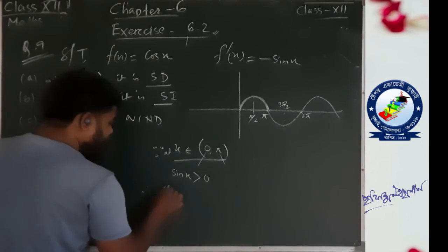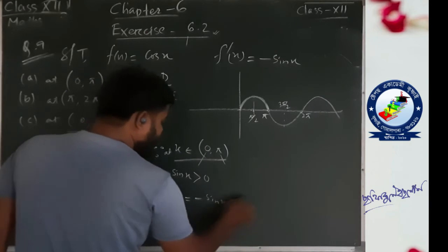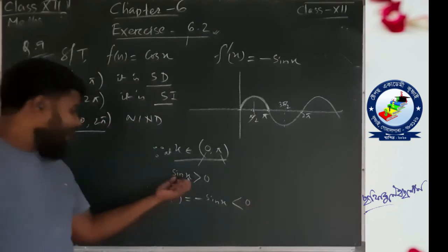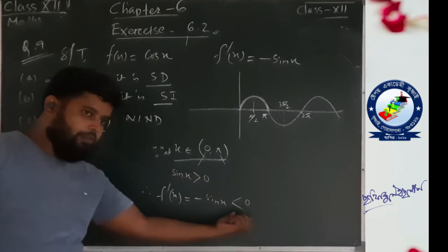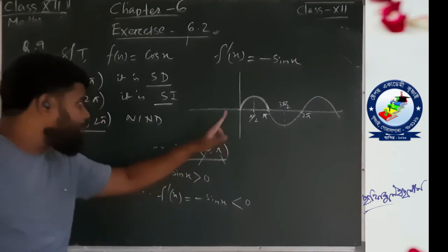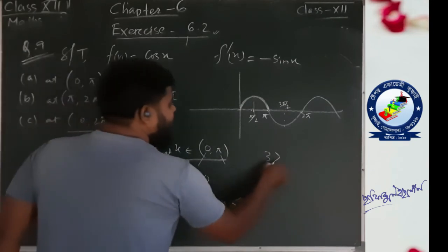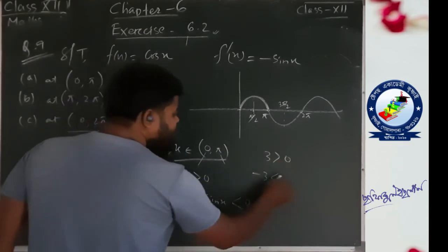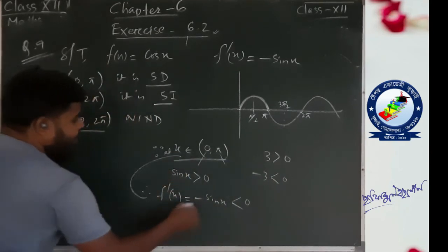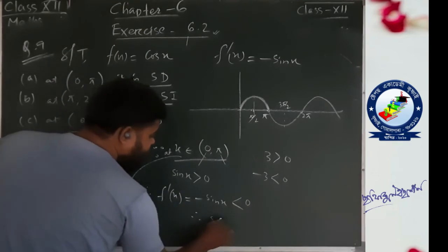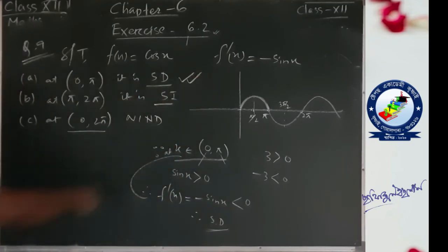Therefore f dash x equal to minus sin x, what? There is a minus, so it is less than 0, right? Sin x is greater than 0. If I put a minus in front of sin, it will become negative, that means less than 0. Because at this point we got a positive value, but when a minus comes in front, suppose 3 is greater than 0, right? Minus 3 is what? Less than 0. Similarly, sin x is greater than 0, but minus sin x is less than 0. That means at this particular point f dash x is less than 0. That means what? Strictly decreasing. If f dash x is less than 0, that is strictly decreasing. So this is the proof. I hope it is clear.